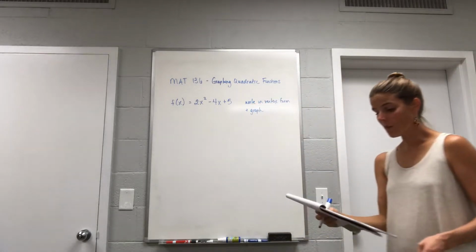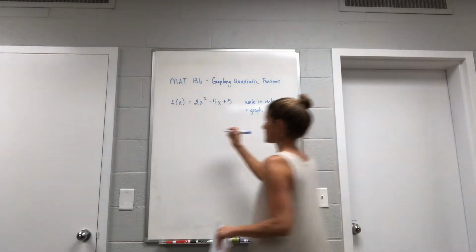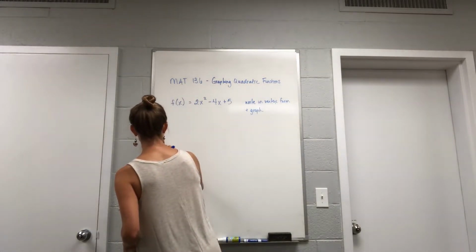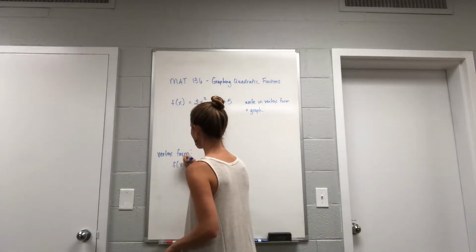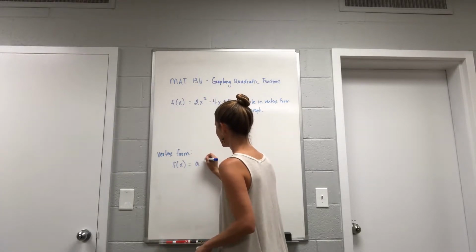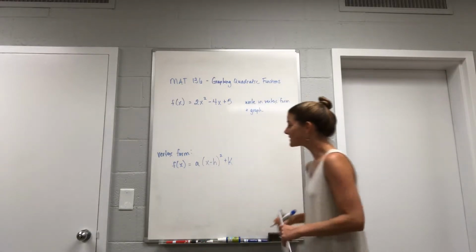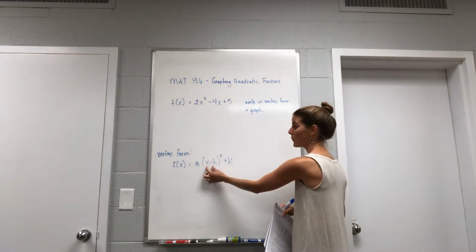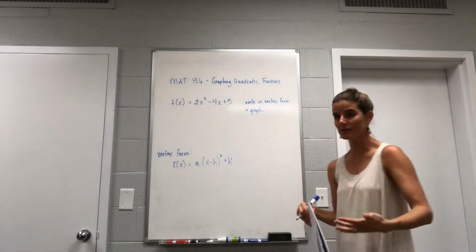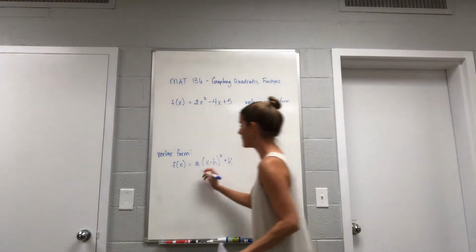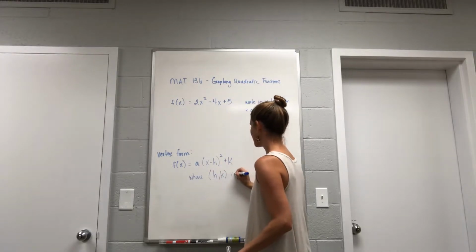All right, so vertex form, it just looks like this. So vertex form, I'll write this down here. It looks like f of x equals a times x minus h squared plus k. So it's kind of like that previous example, except we have something going on with that x. Like it's not just x squared, it's x minus or plus something squared. So this is vertex form where (h, k) is the vertex.